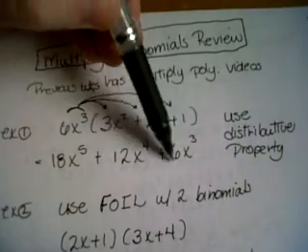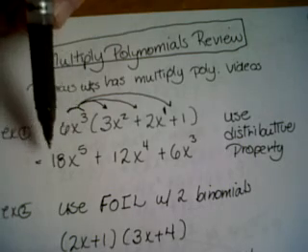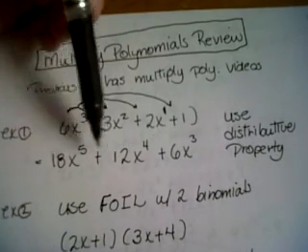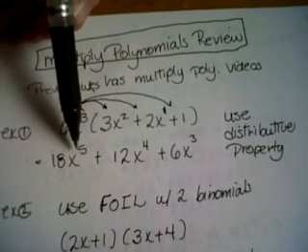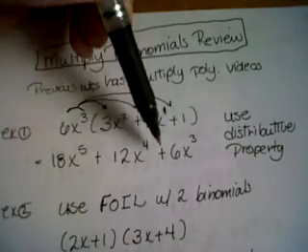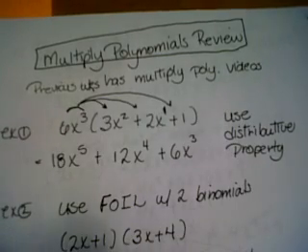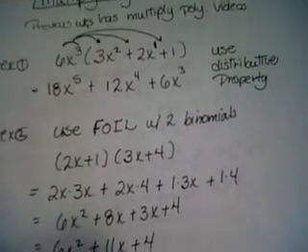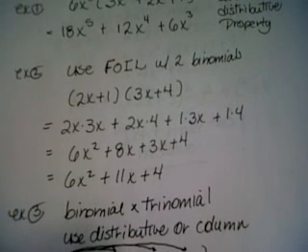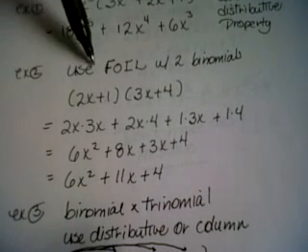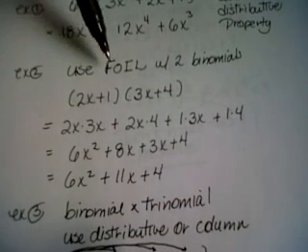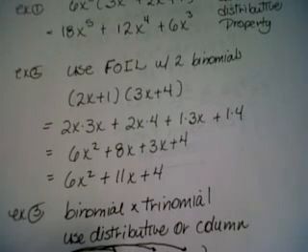I look at this and see, can I combine like terms? And the answer is no, because they have the same variable, but they do not have the same variable raised to the same power. So that is my answer right there. That's using distributive property. If I have two binomials, I can use FOIL, which stands for first, outer, inner, last.